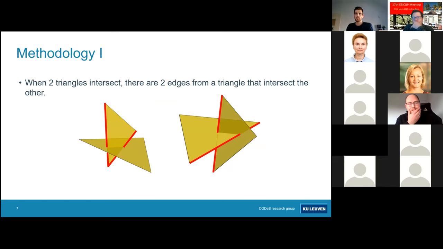The starting point of our approach is actually quite simple. It is based on the fact that for two intersecting triangles, there are always two edges from one of the triangles that intersect the other triangle. You can see these examples here where we have two intersecting edges for each intersection. So we can actually replace a triangle-triangle intersection test by a test that tests if a ray intersects a triangle. And because we know there are always two edges, we can actually test only 5 out of the 6 edges.